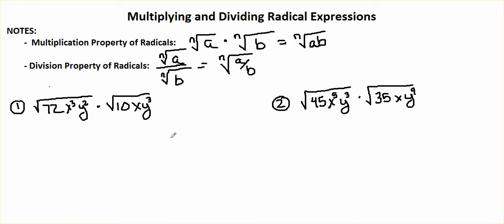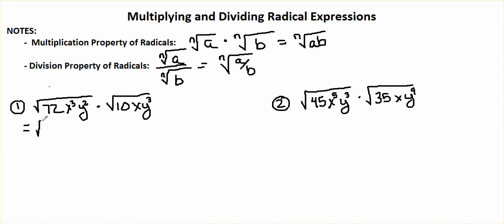In this video, we're going to take a look at simplifying the product of two radical expressions. Again, we can only multiply radicals or combine them into one radical if their indices are the same. So let's take a look at our first example. Here we're taking a square root, and here we're taking a square root. So we can combine this into one radical expression.